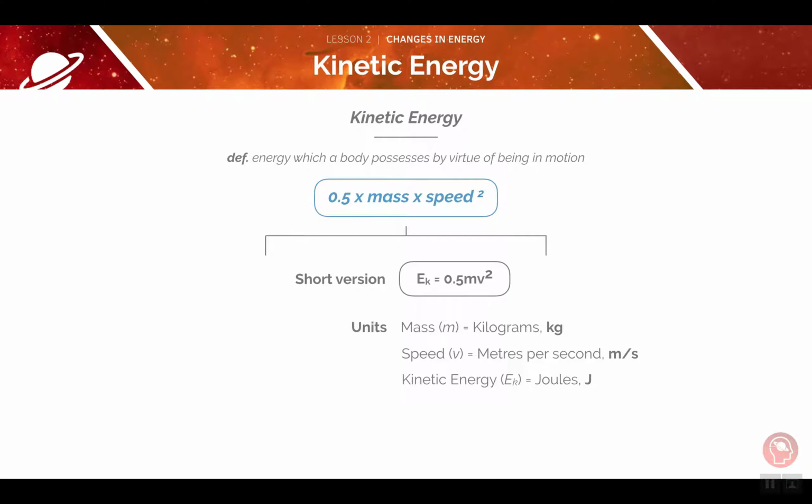The most important thing to note here are the units. The mass has been given to us in kilograms, whilst the speed is in meters per second. Most importantly, the kinetic energy that we're working out has to be in joules. This is important because a lot of AQA exams may give you the answer in kilojoules and you might have to convert it back.